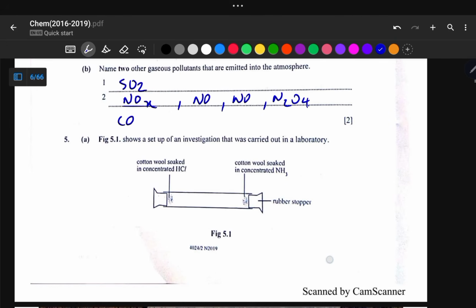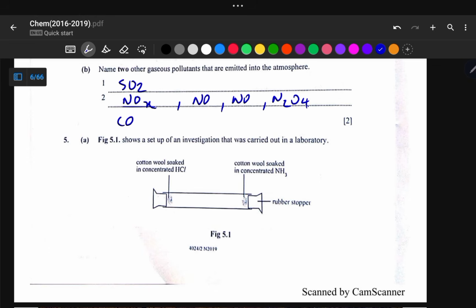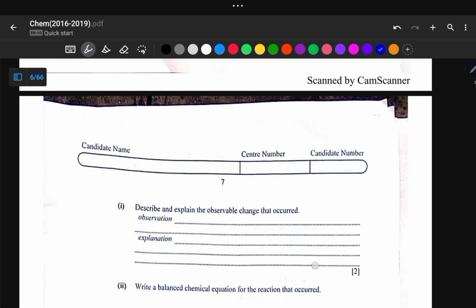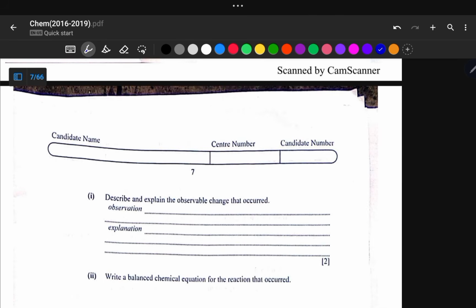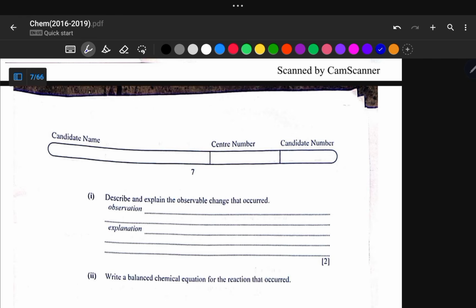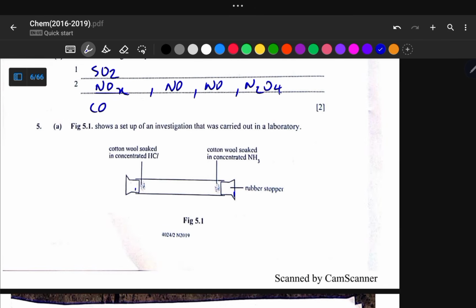So number 5 says Fig 15.1 shows a setup of an investigation that was carried out in a laboratory, right? So we've got cotton wool soaked in concentrated hydrochloric acid, and then cotton wool soaked in concentrated ammonia, and then the rubber stopper. So the first question says describe and explain the observable changes that occurred. So the observation.